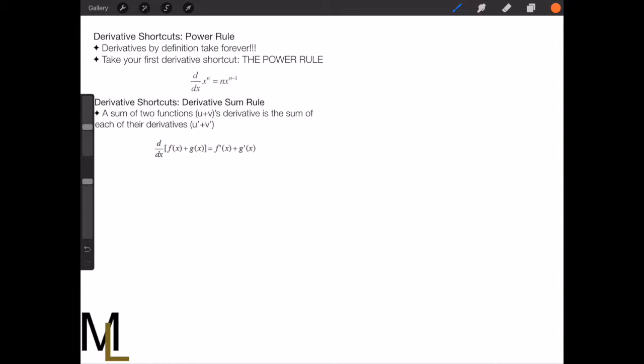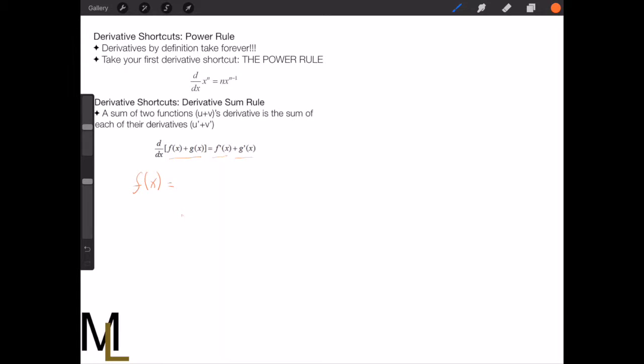Okay, so here's our second shortcut rule that we can use to help simplify some of these derivative problems. It's called the sum rule, and it's pretty straightforward. It basically says that when you add two functions and take the derivative of them, that is equal to the sum of each of their individual derivatives. So let's look at a quick example.